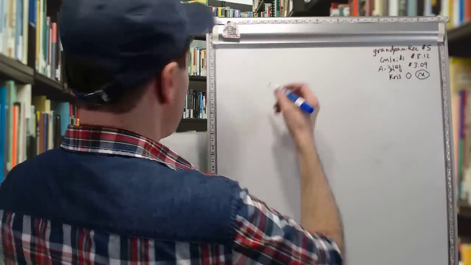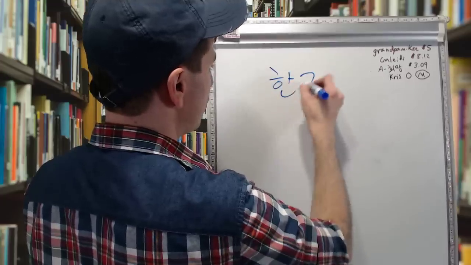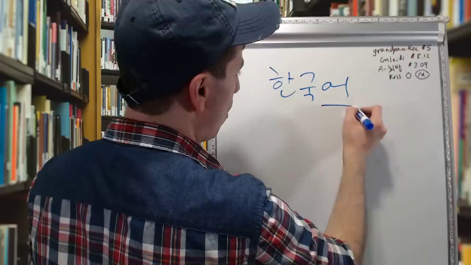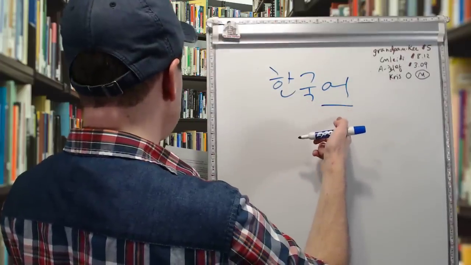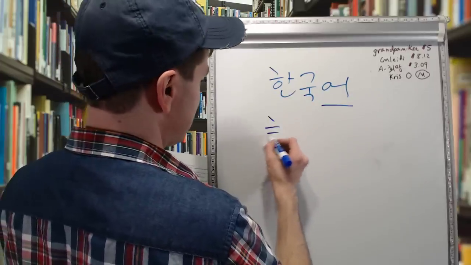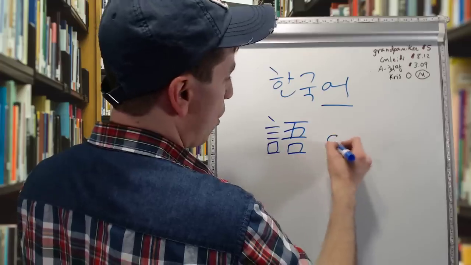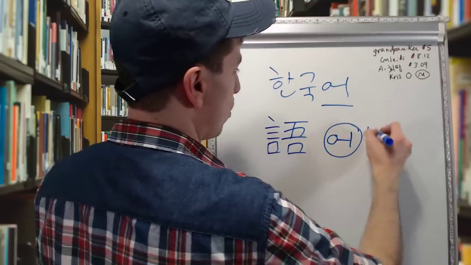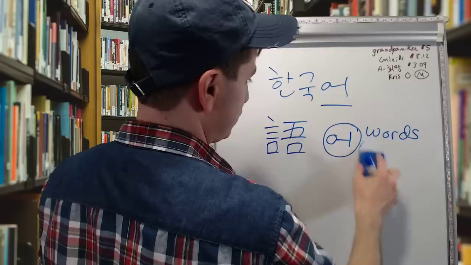Let me give you an example. The word Hangugeo in Korean, for the Korean language. First, Hanguk is Korea. This eo itself is also a Chinese character originally, and the way it's written is like this. This is eo, and this means words. Speech.